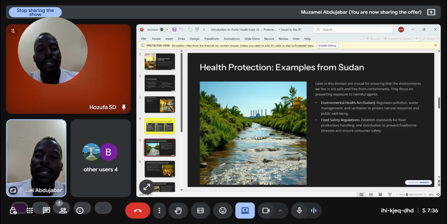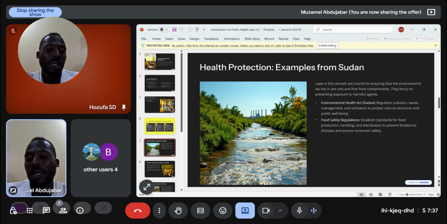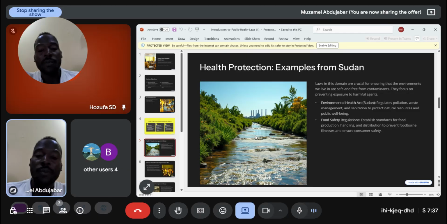Additionally, this water will be contaminated, and it is difficult for people to use it. Yeah, this is one example.